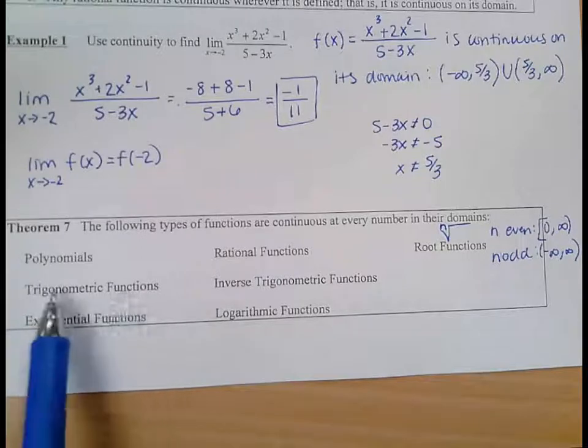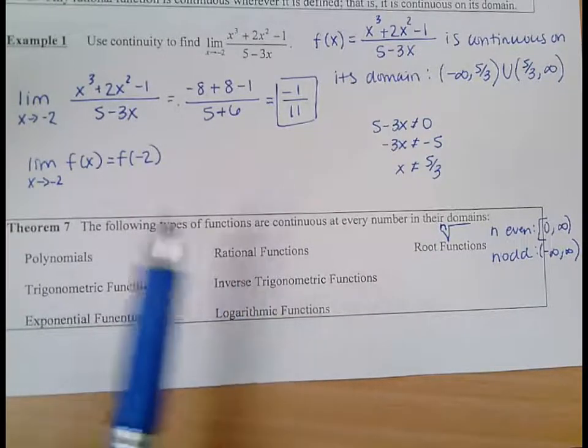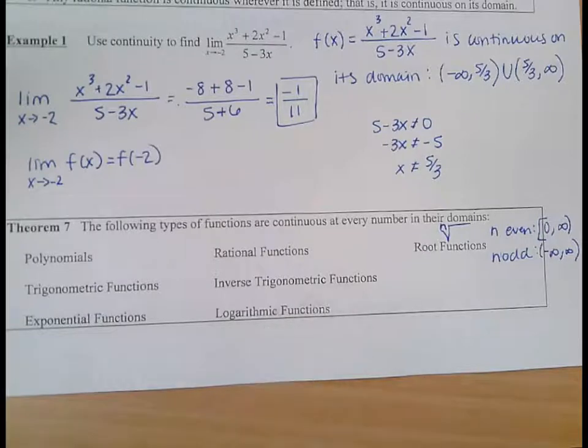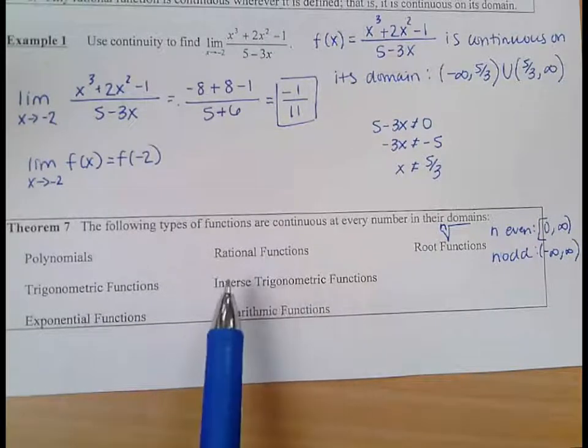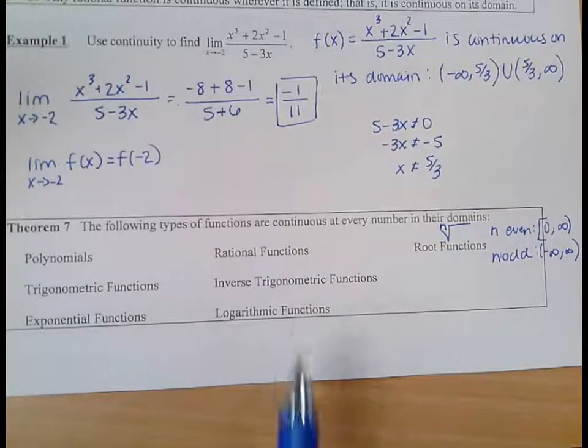Trig functions are continuous on their domains. So no, these are not functions that are continuous everywhere. They're just continuous on their domains. Inverse trig functions are also continuous on their domains. Exponential and logarithmic functions are continuous on their domains. For trig functions and inverse trig, it depends on which ones you have what the domains are.